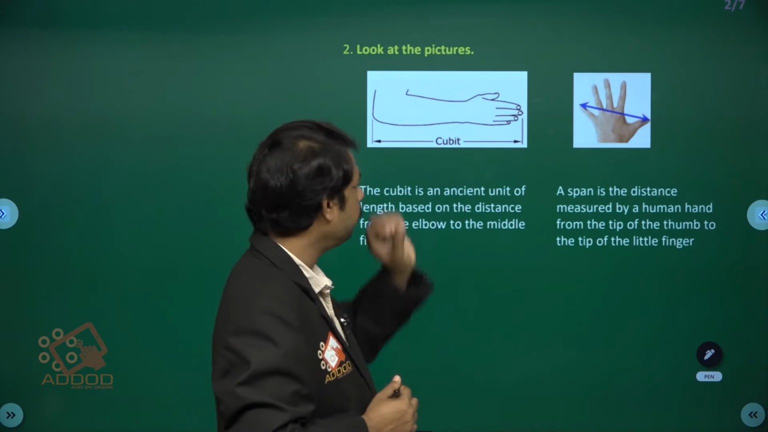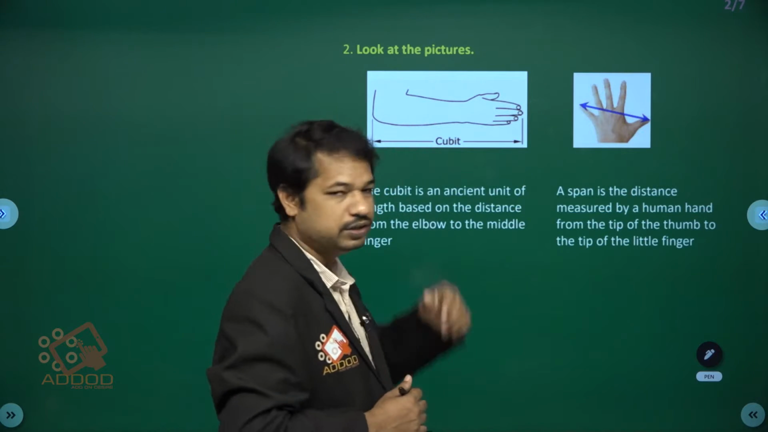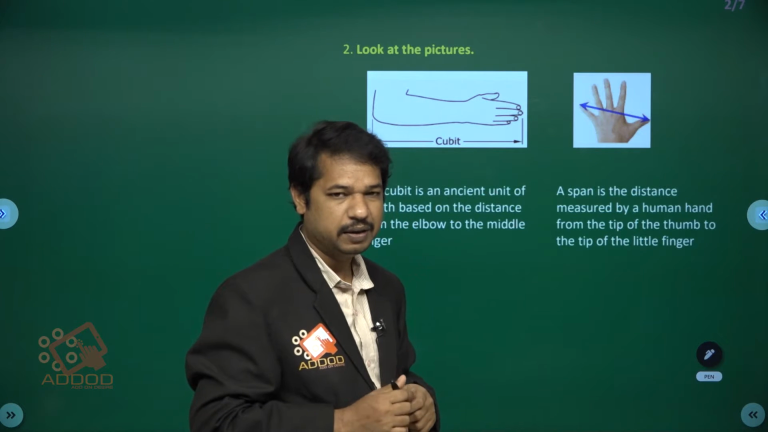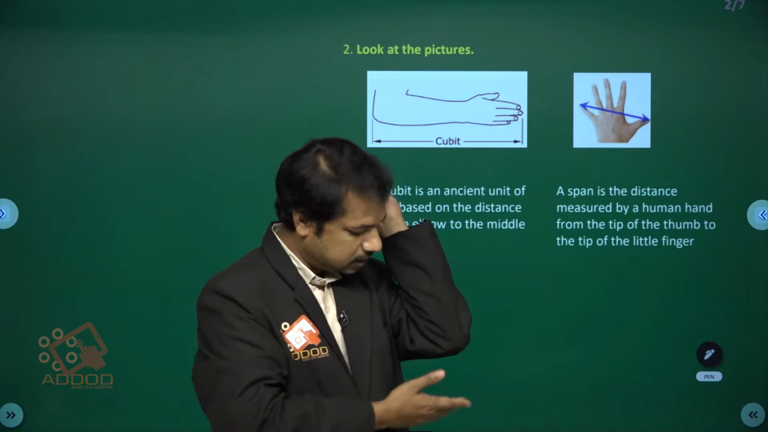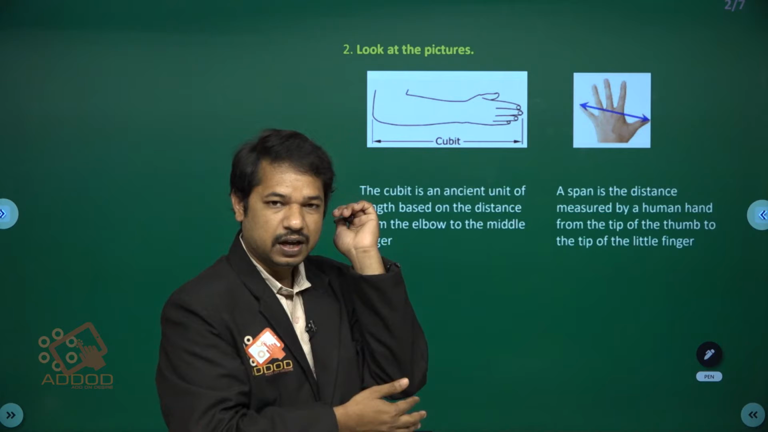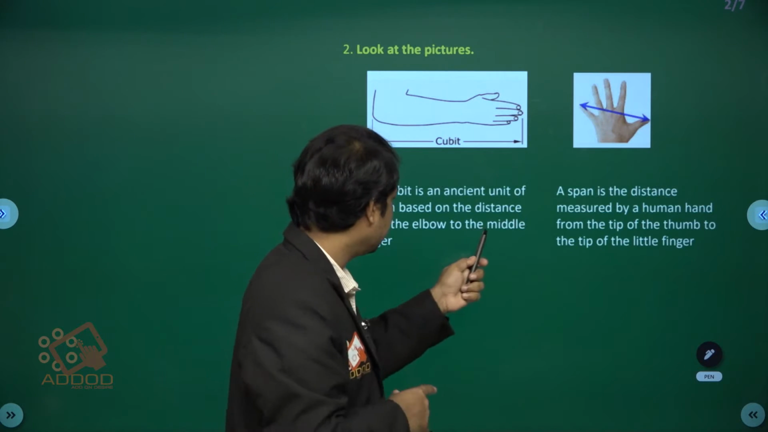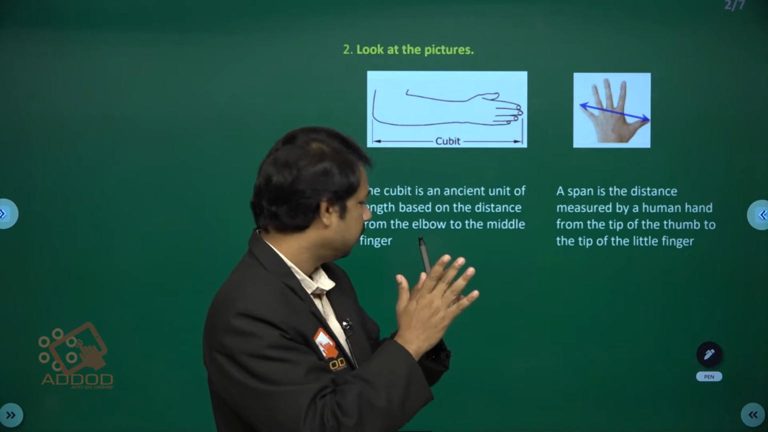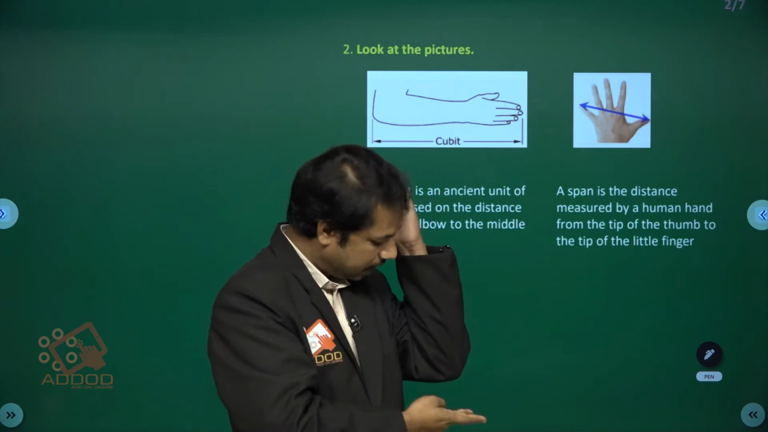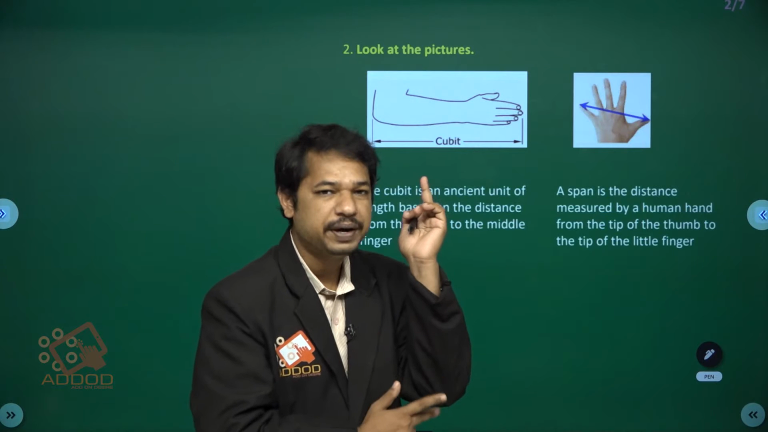This unit is the measure of length. Okay, measure of length. See children, this is the elbow. Tip of the elbow to tip of the middle finger. Okay, middle finger. The distance from the middle finger to the elbow is called the cubit.